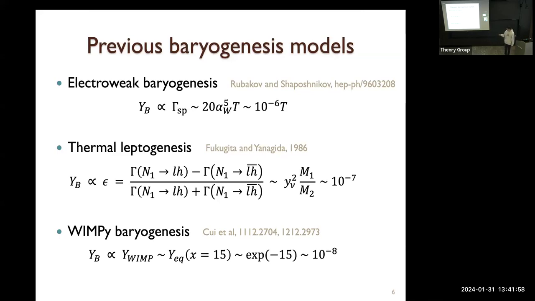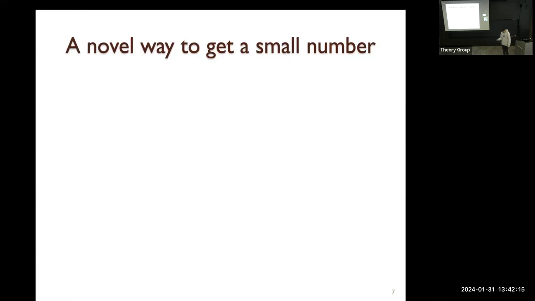So these two are mostly many effects combined, but mostly rely on small couplings. But this one relies on the large effect from the Boltzmann suppression. Okay, these are for the conventional baryogenesis. And in this work, we think about a novel way to get this small number.